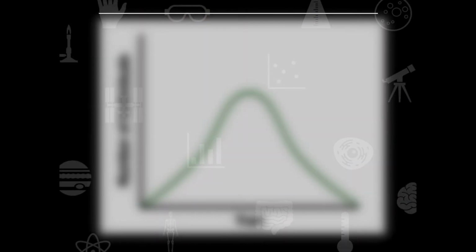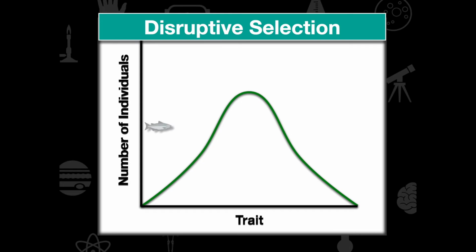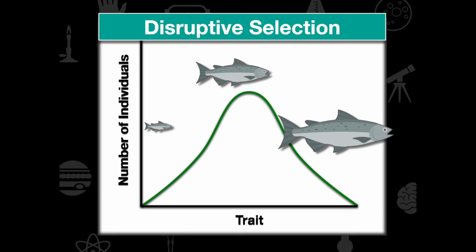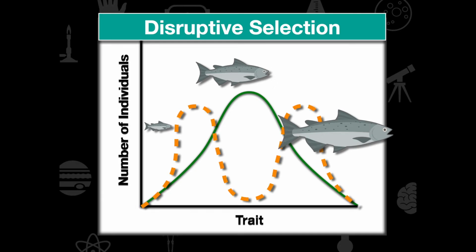So when is this going to occur? Well, in some fish populations, we can see that this occurs, and it's going to select for the small size fish and the large size fish as compared to the average fish. Now, what's the reason behind this?